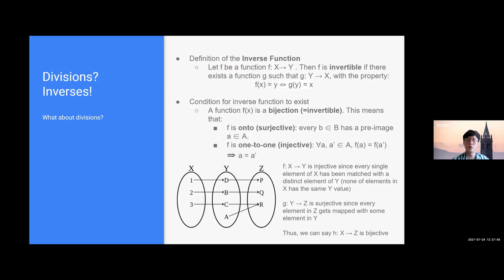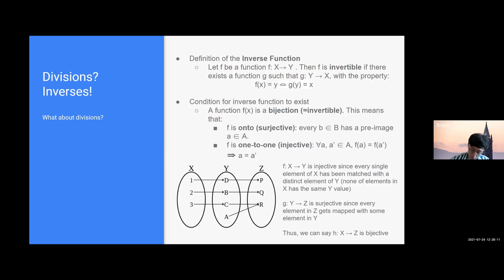So for the inverse function to exist, there are basically two conditions. And we call a function with an inverse a bijection. It's just another name for being invertible. The first one should be onto, which is often called surjective. So every y value of the function should have a pre-image.